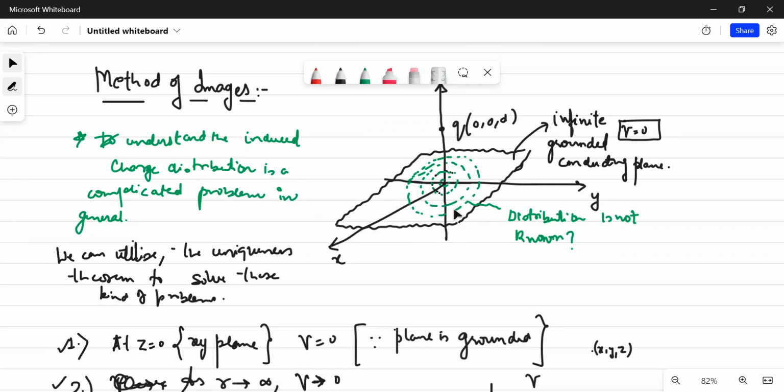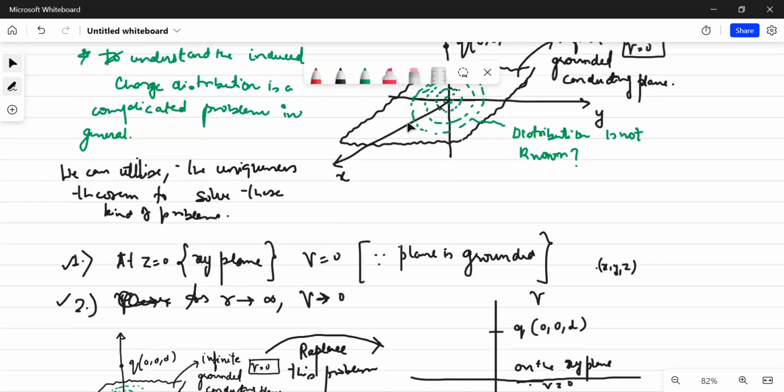However, this distribution is not known to you. How this kind of distribution will be there is not well understood. Although you can make an assertion that if this is q, then obviously minus q in totality would be induced on the surface of the infinite grounded conducting plane. Now, if you want to write the potential at infinity, the potential due to this point charge q would tend to 0, and due to this induced charge distribution, eventually giving a total charge of minus q, the potential at infinity would also be 0. So you have two boundary conditions.